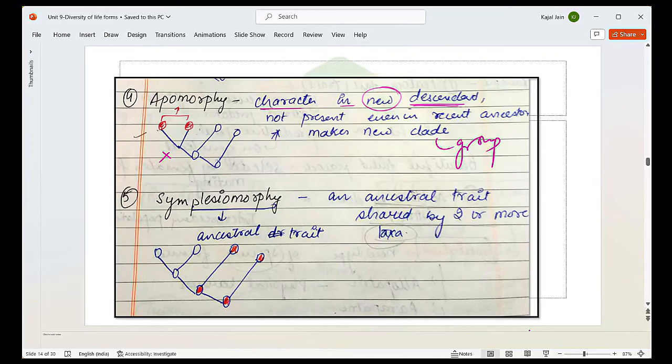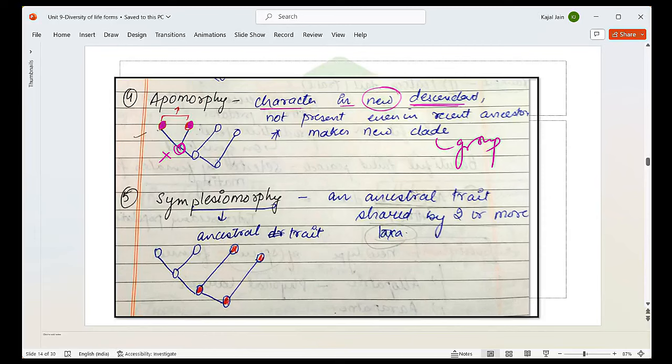So apomorphy is when you have a characteristic in the new descendants, in the new group of descendants that have been formed, but it was not there even in their recent common ancestor. This is apomorphy. Then you have symplesiomorphy.